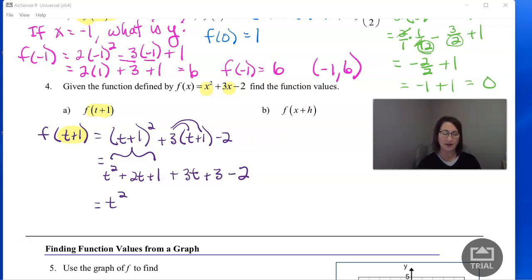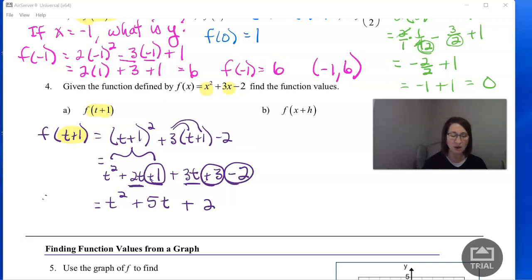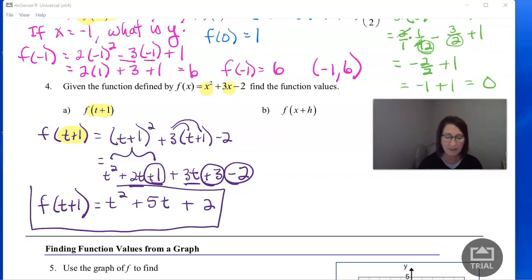So I have t squared. I have to combine my two t's to give me 5t. Plus, now I'm going to combine 1 plus 3 is 4, minus 2 is 2. So the function f of t plus 1 is equal to that trinomial. I'm not going to come up with just a single number as my answer. This is my answer.